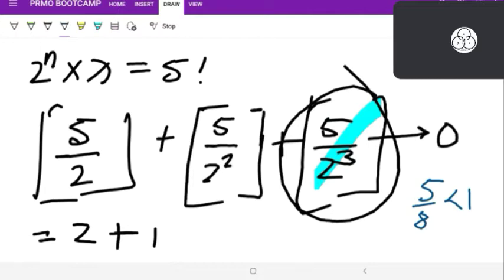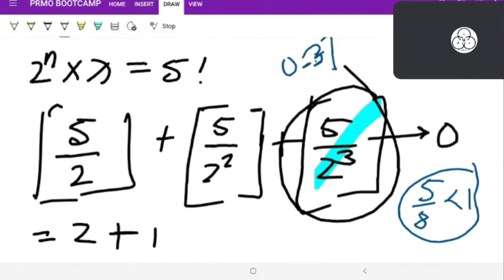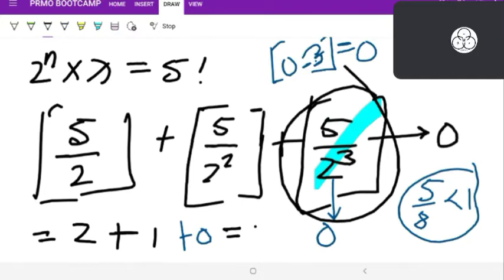and 5 by 8 is less than 1. We have seen that the greatest integer function of 0.3, in this example I have used, equals 0. So this will also be 0 plus 0, and after this all the terms will be 0 only. So the indices of 2 is simply 3.